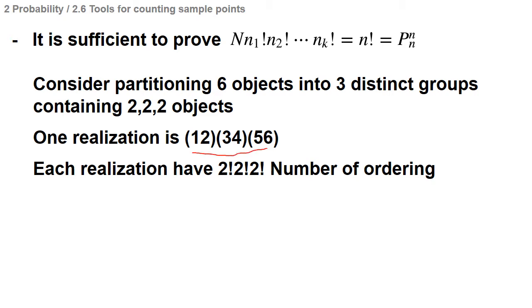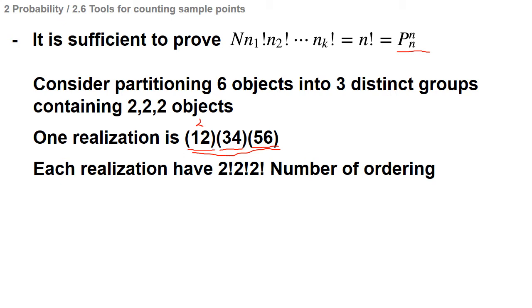How many orderings are possible for this realization? The ordering is not considered within each of these boxes, but for this n permutation n, we need to consider the ordering, and how many orderings are possible. There's 2 factorial for this box, 2 factorial for this box, and 2 factorial for this box, and actually it's n1 factorial for the first group, n2 factorial for the second group, and nk factorial for the kth group. So there's this number of orderings for one realization.